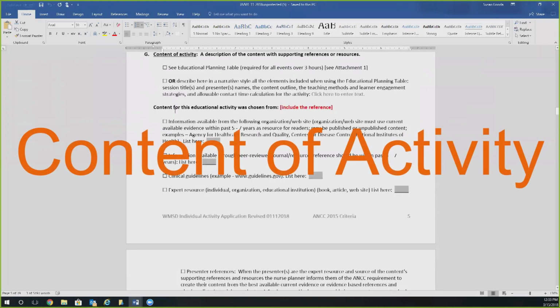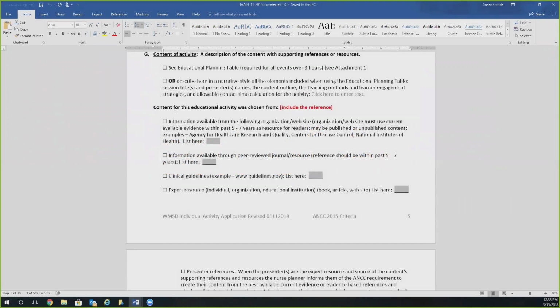Content of activity. Now it says here that if your activity is over 3 hours, you have to complete the educational planning table. So check the box. If it's under, you can check the bottom box. I strongly encourage all activities to be completed on the educational planning table because it eases your need to elaborate in narrative format on the application over and over and over again. So that's why I really encourage you, just fill out the table. It's going to be much easier for you in the long run.